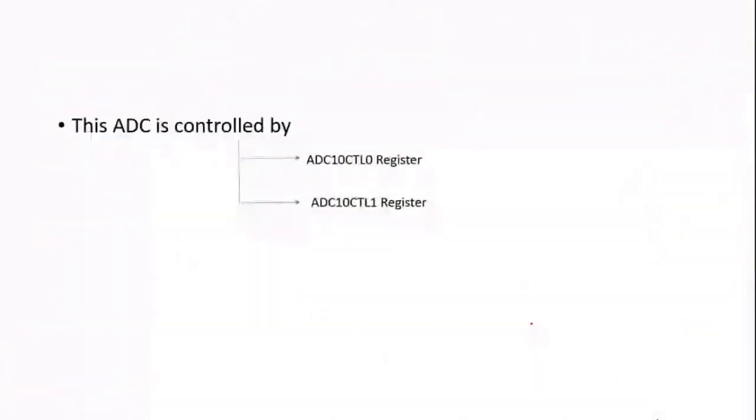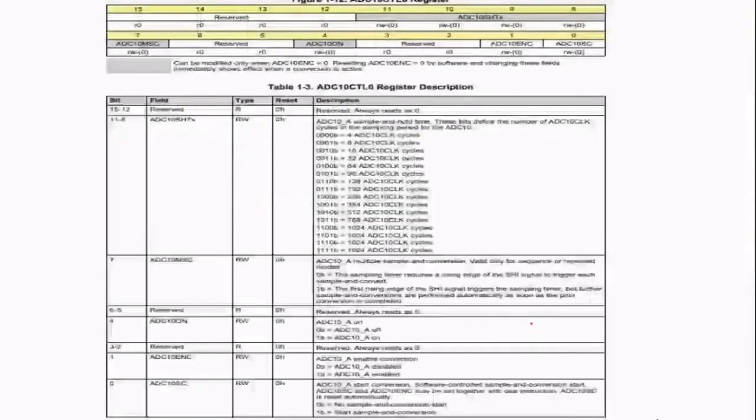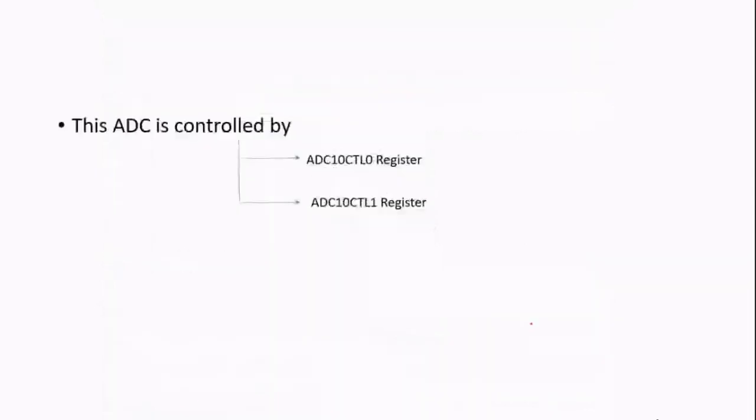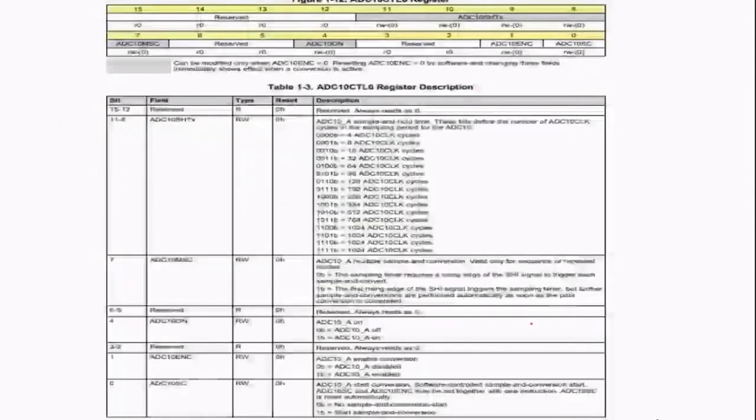So this ADC is controlled by the control registers, that I already told you, ADC10 CTL0 and ADC10 CTL1. ADC10 control register 0 and ADC10 control register 1. First we are going to see the ADC10 CTL0 register. This terminology was already used in the block diagram. Both these registers are 16 bit.